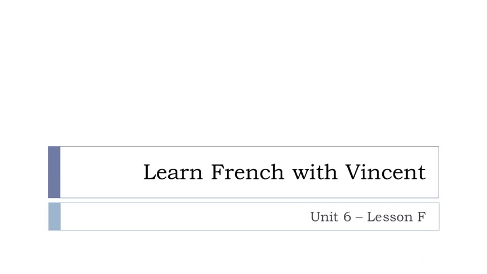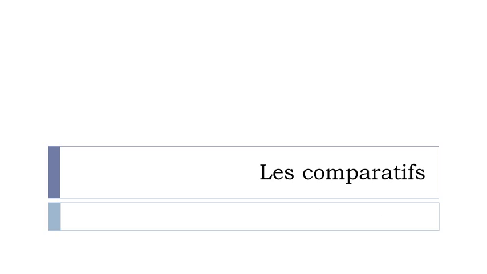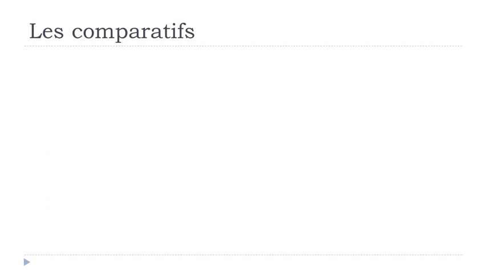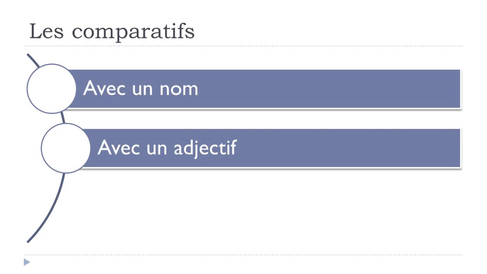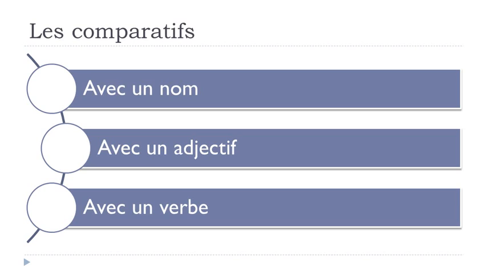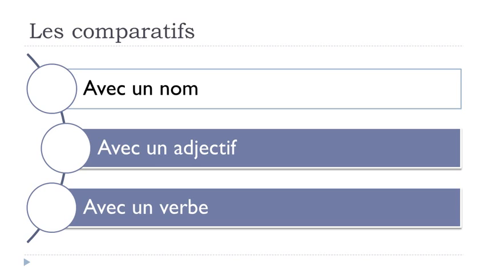This is Unité 6, leçon F. And in this lesson, we'll discover together les comparatifs. So if you want to compare in French, well, this is the lesson you should definitely watch. We'll discover three types of structures. The first one, avec un nom, with a noun. Second one, avec un adjectif, with an adjective. And the last one, avec un verbe, with a verb. We'll start with the first one, avec un nom.